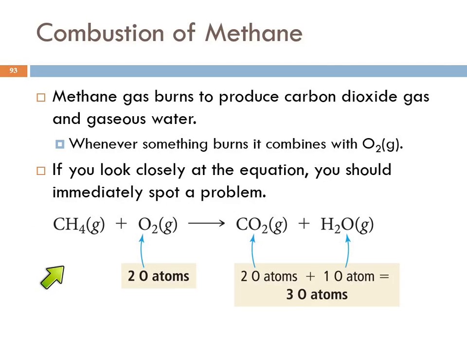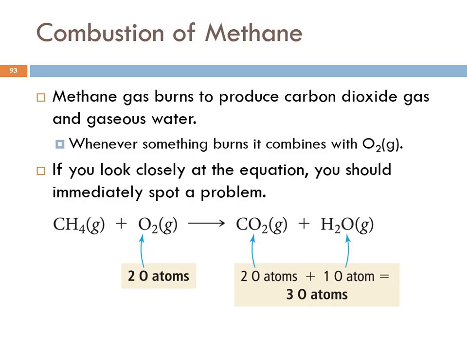Now, if we look at this equation, there's a problem. Here we have one carbon atom in the reactants, and in the products we have one carbon atom, and that's fine. Here we have 4 hydrogen atoms to start with, and then in the products we only have 2 hydrogen atoms. Here we're starting with 2 oxygen atoms, and now we're ending up with 3 oxygen atoms. Can oxygen atoms just appear? No, they can't. You say, well, it came from the air. Well, that's what the O2 is. It's coming from the air.